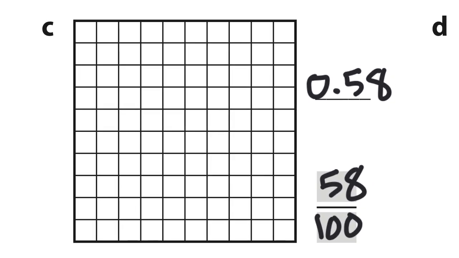Looking at this one, it says 58 hundredths. So I'm going to do 58 little squares. I know that one column is 10, 20, 30, 40, 50, and now I need 8 more. 1, 2, 3, 4, 5, 6, 7, 8. That is 58 hundredths. Or you could think of it as 58 out of the 100 squares.